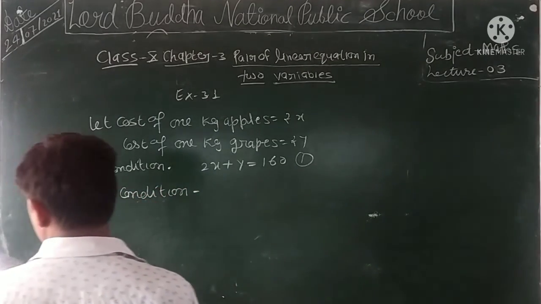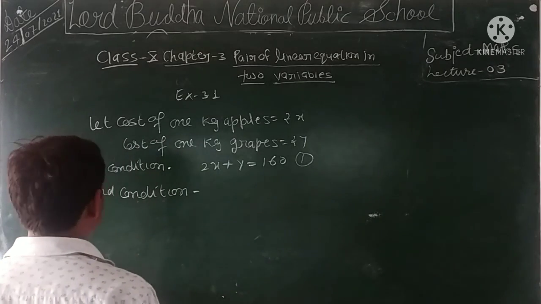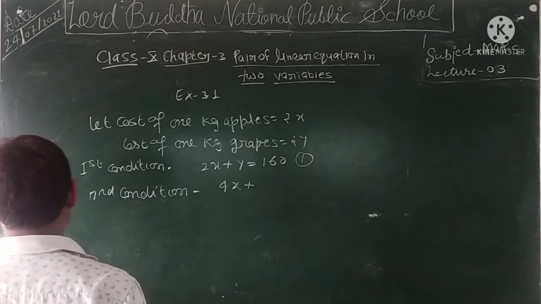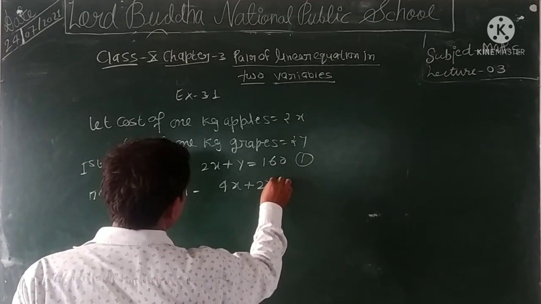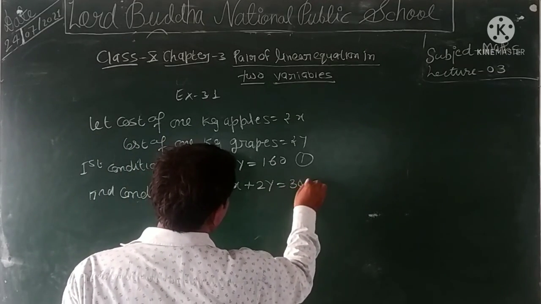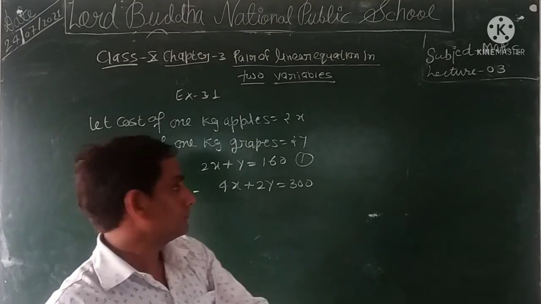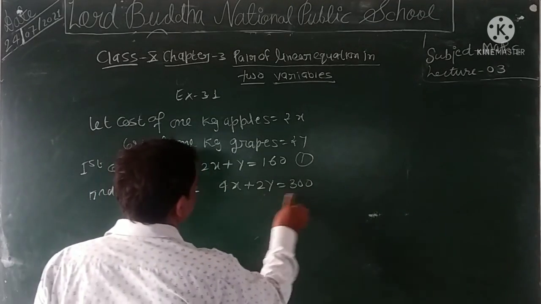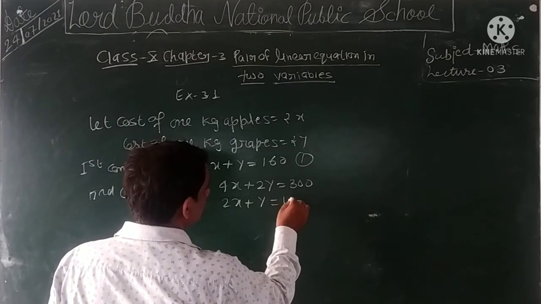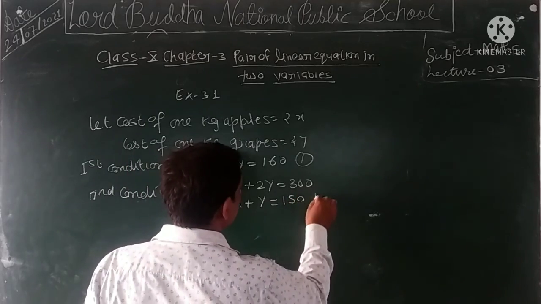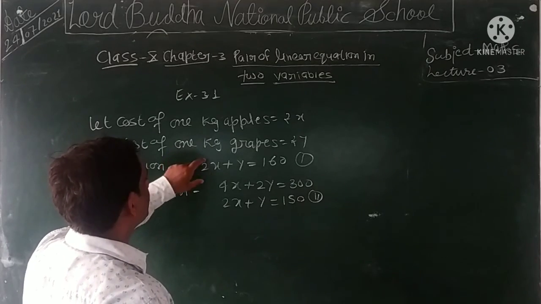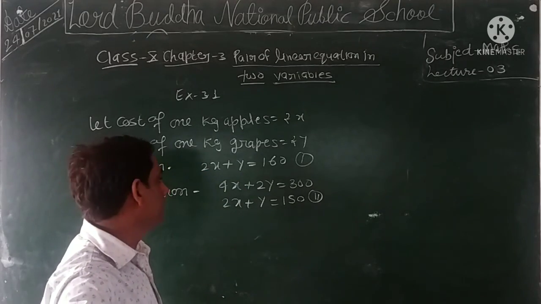According to the second condition, 4 kg apples means the cost will be 4X and 2 kg grapes means 2Y, equal to 300. Here we see that 2 is a common factor, hence we divide it. We get 2X plus Y equal to 150. Now we make the table of values of X and Y corresponding to the given equations.